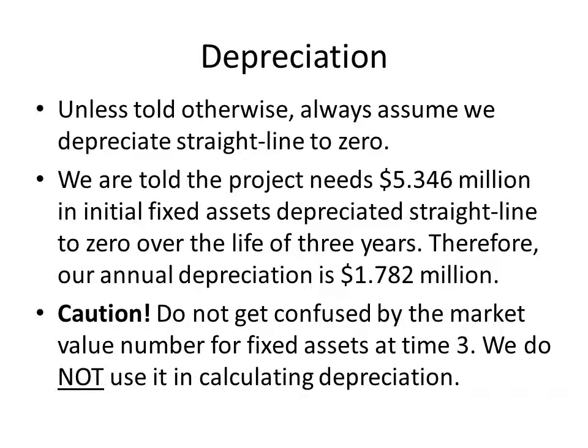Unless you are told otherwise, you should always assume that we're going to depreciate straight line to zero. Fortunately, in this case, we are told that we are depreciating straight line to zero, which always makes it simple. We're told that the project needs $5.346 million in initial fixed assets that are depreciated straight line to zero over the life of 3 years. Therefore, our annual depreciation is going to be $1.782 million. How did I get that number? I merely took the initial investment and divided it by the number of years in the life. Here it's 3, and that's how we got our annual depreciation.